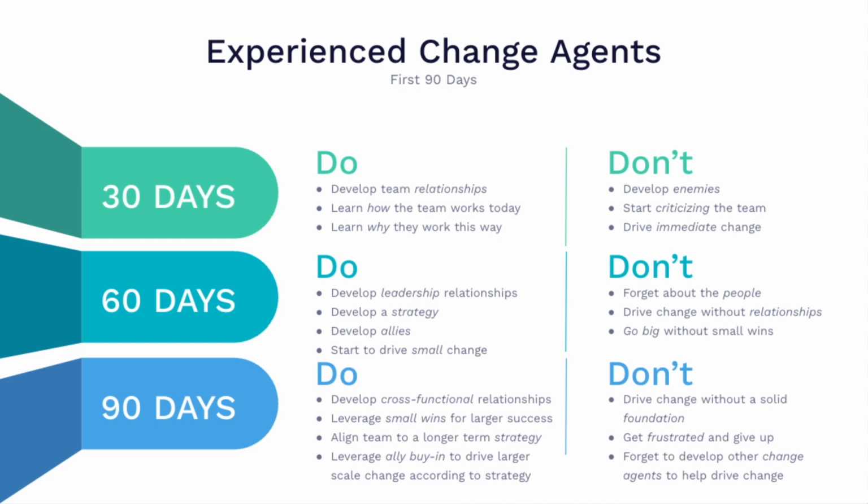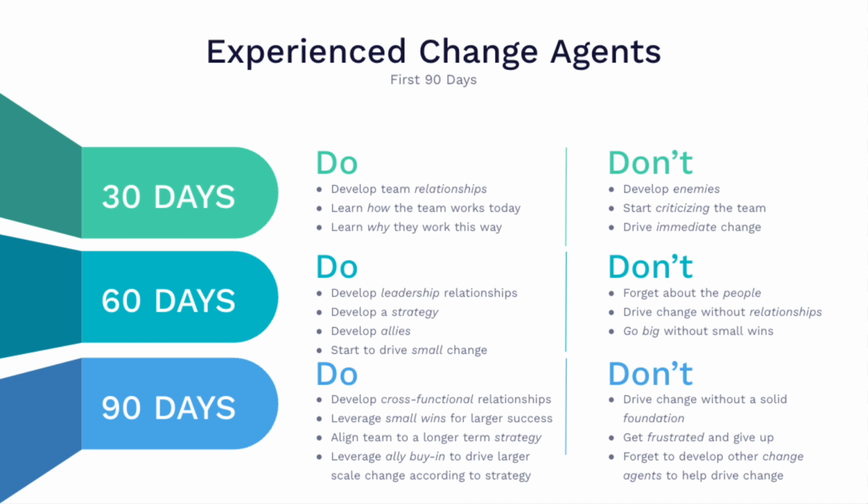And that leads me to the third one here, which is don't drive immediate change. You have to develop relationships. You have to understand why and how they work today, so that you don't go out there and drive a change that has unintended consequences or really doesn't develop the right outcomes that you want to achieve through the delivery of that change.